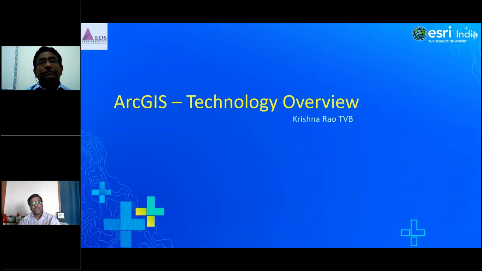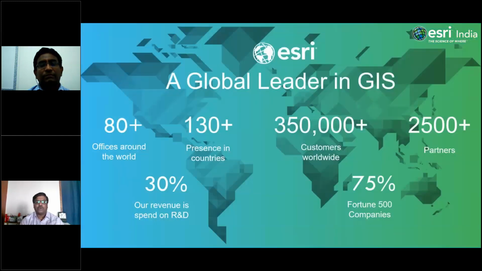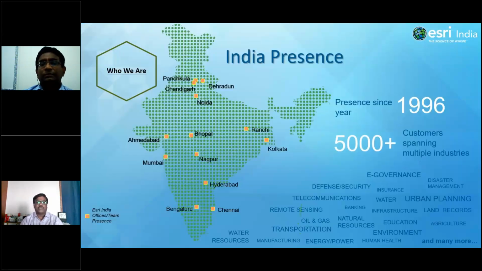So before I get down into what is ArcGIS, I would like to give a very small brief about who we are, Esri. We are the global leaders in GIS, and I'm sure most of you on the session know us. We have about 80 plus offices around the world, and about 75% of the Fortune 500 companies use this technology. Among them, there are many mining companies, petroleum, and other industries which are using that. So this is our presence in India.